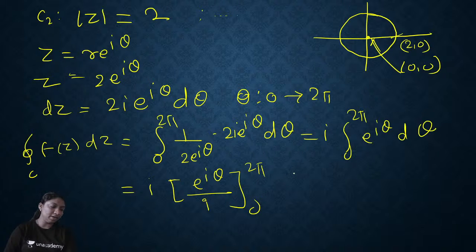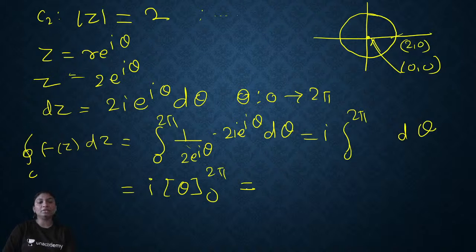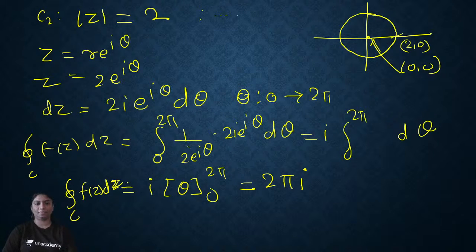I'm sorry, here e raised to i theta and e raised to i theta cancel out, so only d theta remains. So you will get only theta, right? i times theta from 0 to 2 pi. So you will get 2 pi i. So the closed integral over C of f of z dz is equal to 2 pi i. So if you observe, the function f of z is the same and the curves are different.